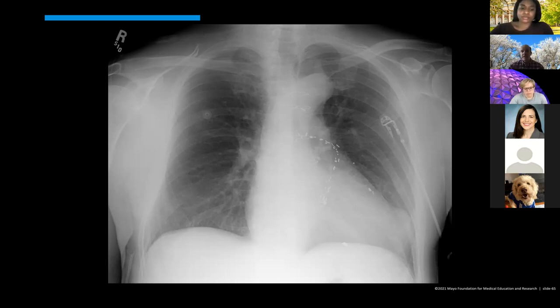Now you've got this mass next to the left heart border. It could be anything. It could be in the lung. It could be in the mediastinum. It could be in the pericardium. However, given the fact that this patient has had prior coronary artery bypass surgery, there's one other thing that you've got to think about, and that's a left ventricular aneurysm.